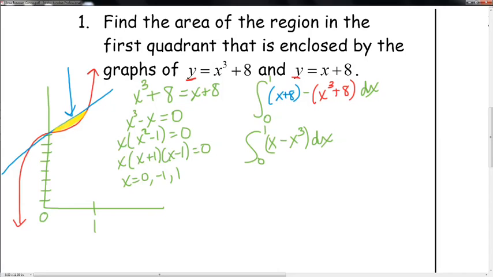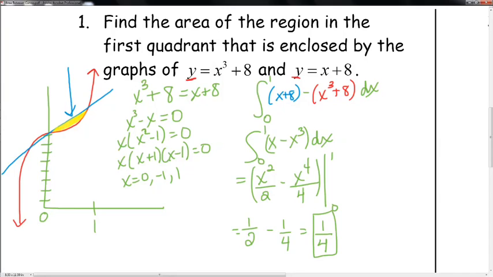And so now I can just integrate. That gives me x squared divided by 2 minus x to the fourth divided by 4, and we're evaluating those from 0 to 1. Just to notice, if I plug in 0, I'm going to get 0, so I'm not really worried about my lower bound. For my upper bound, if I plug in 1, I'm going to get 1/2 minus 1/4. Well, half minus a fourth is a fourth, and so that's the area between the two curves.